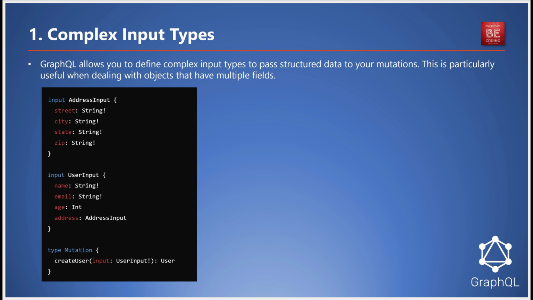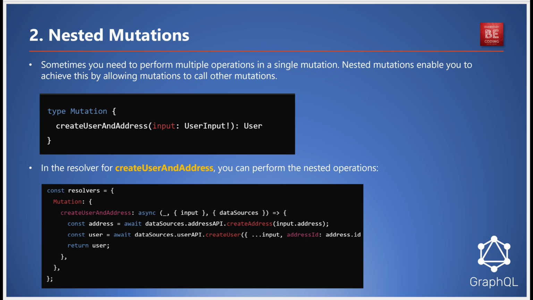But what happens when a single action on the front end needs to trigger multiple updates on the back end? This is where nested mutations come into play. By allowing one mutation to perform multiple related operations, developers can reduce the complexity on the client side and make the data interactions more intuitive. For instance, when creating a user and their address simultaneously, a nested mutation can handle this in one go, ensuring data consistency without requiring separate operations.